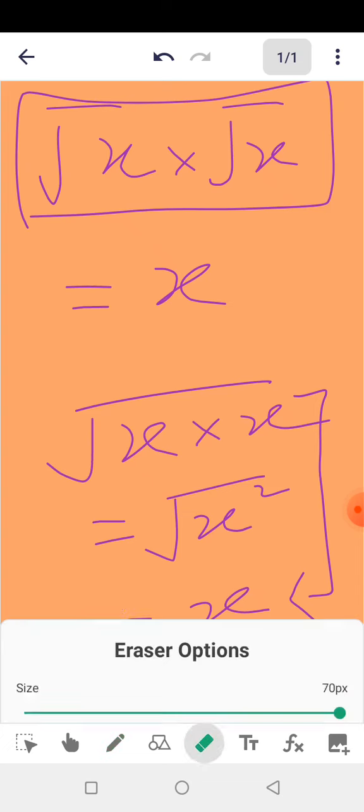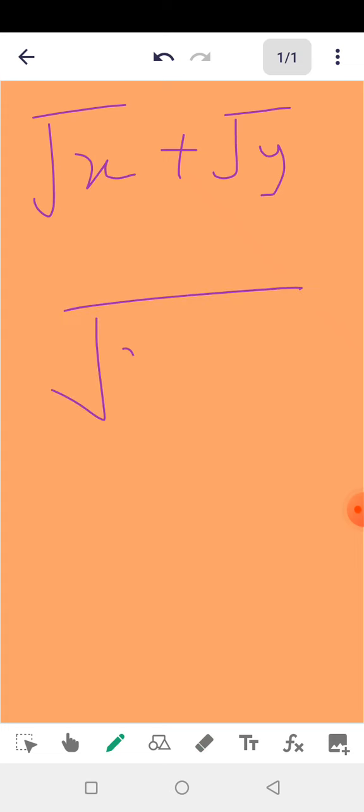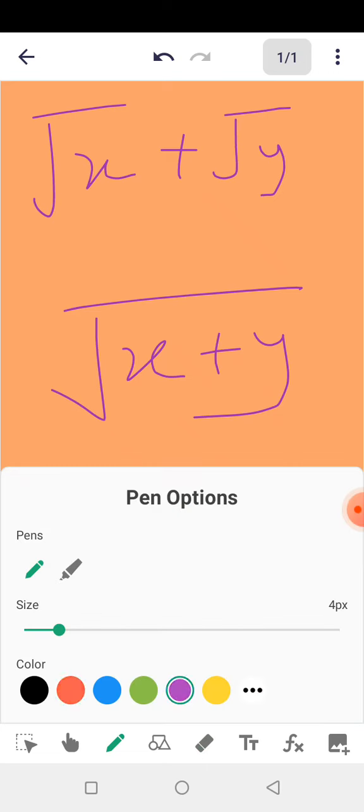I will show you what surds are not. Well, if I have a square root of x plus a square root of y, I cannot write it as this. Please observe what I said. I said I cannot write it as this. This will be wrong. This will be so wrong.